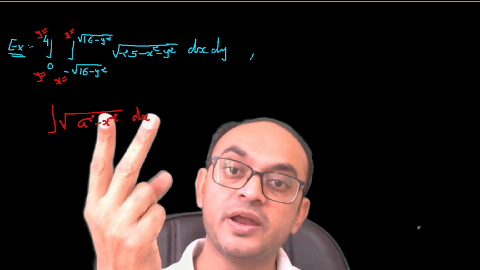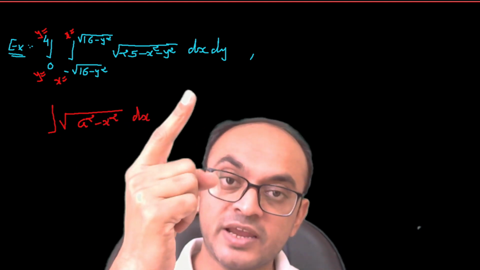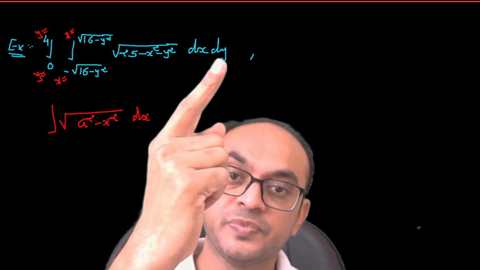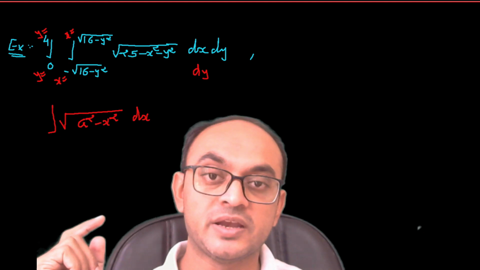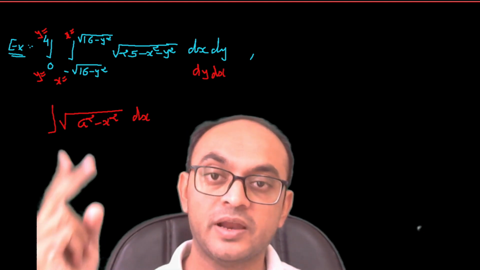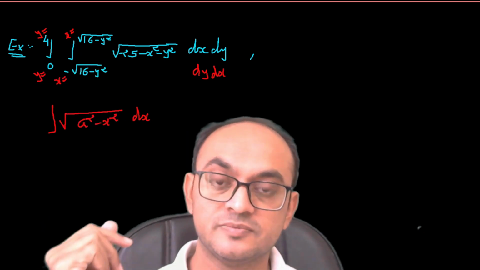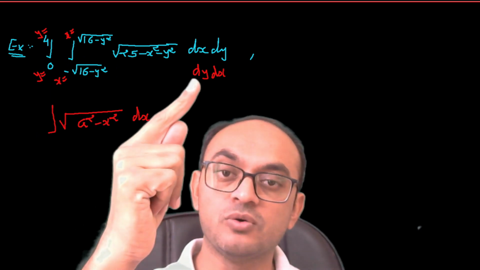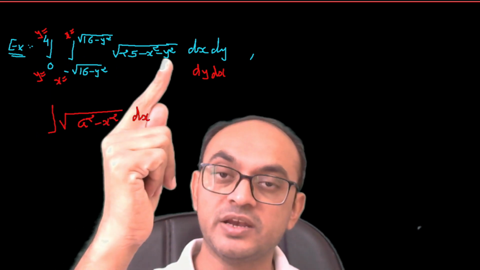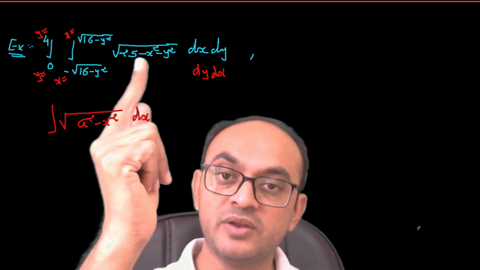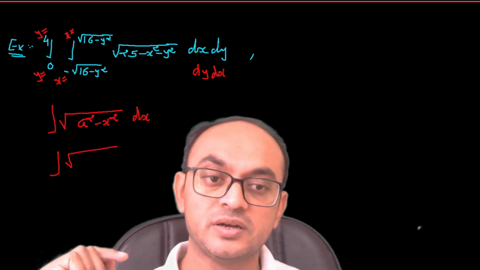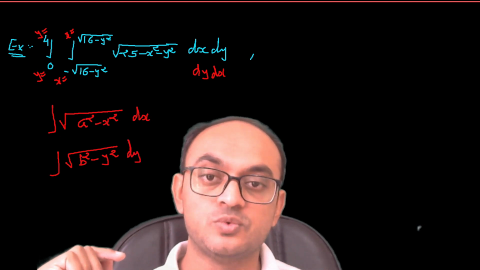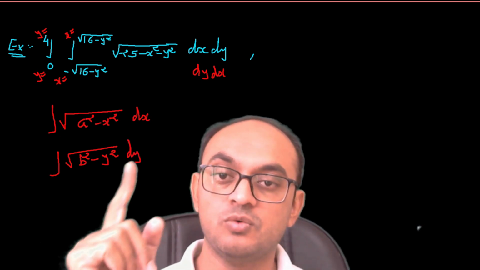Now, if we apply our last idea, I can interchange the integral limits dx dy by dy dx. So suppose I am writing dy dx, by interchanging the limits. Then I have to integrate the quantity with respect to y first. When I integrate with respect to y, 25 minus x square is assumed as constant, and so I have to integrate b square minus y square with respect to y. This is what I need to integrate.